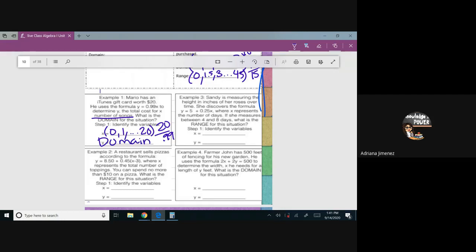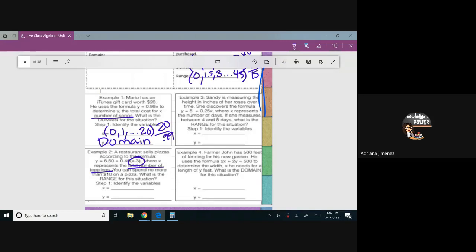Example 2 says that you're selling pizzas. And it's 45 cents per topping for the total number of toppings. Now this says x minus 3. Anytime you have something in parentheses with the x, that means they're giving you something for free. So according to this, because they're subtracting 3 from the toppings, that means they're giving you 3 toppings free. They're not going to charge you for a topping until you do 4.